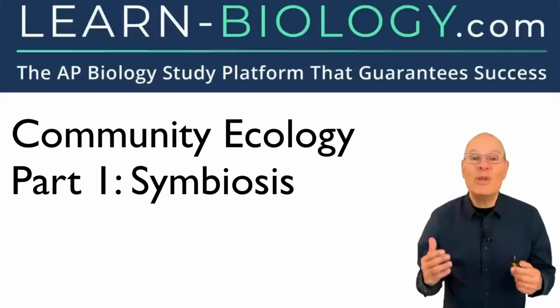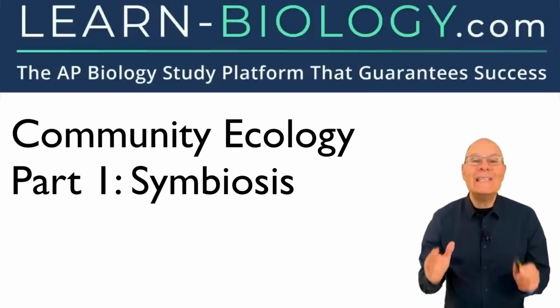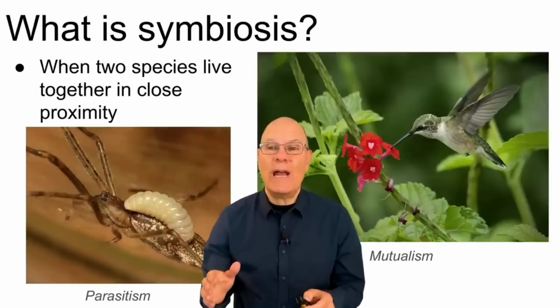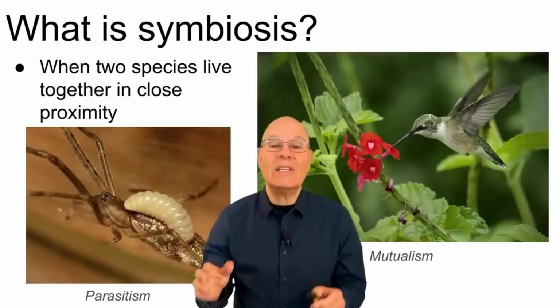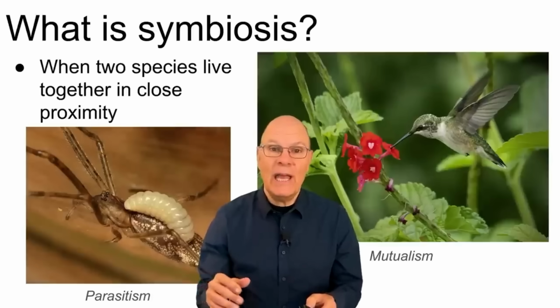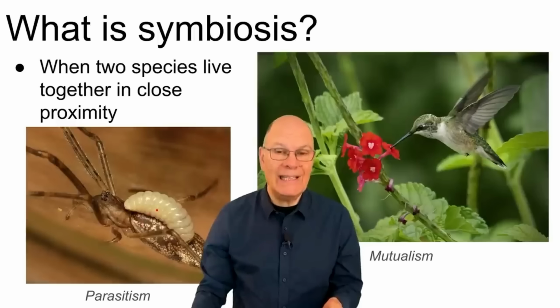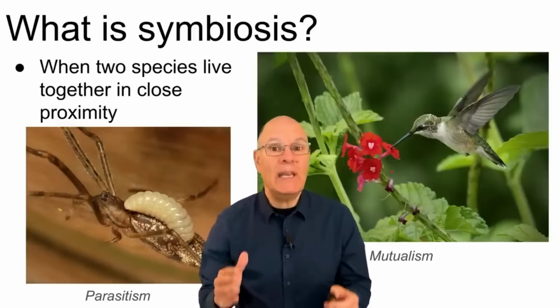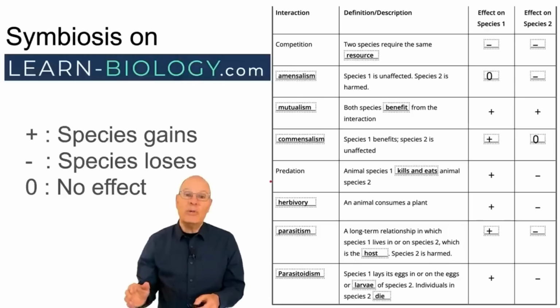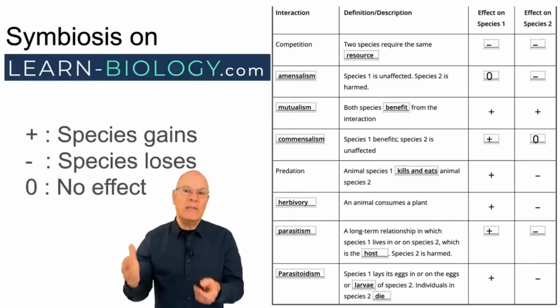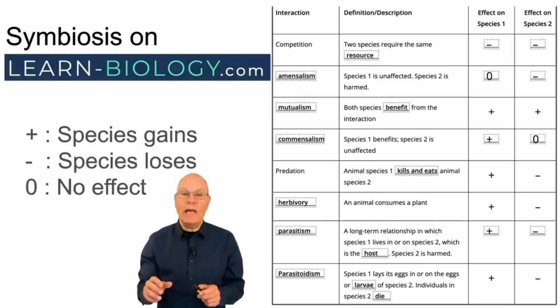Community Ecology Part 1, Symbiosis. What is symbiosis? Symbiosis is an interaction when two species live together in close proximity, and one species might be harmed by that interaction, the other might gain, or both species might benefit, or one of the two species might be unaffected. On LearnDashBiology, we have a couple of interactive exercises that you can use to learn about all the different kinds of symbioses that you need to know about for AP Biology.